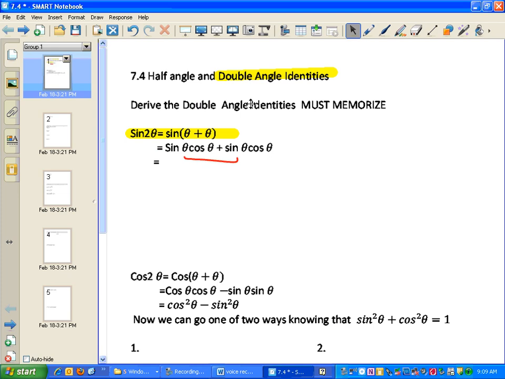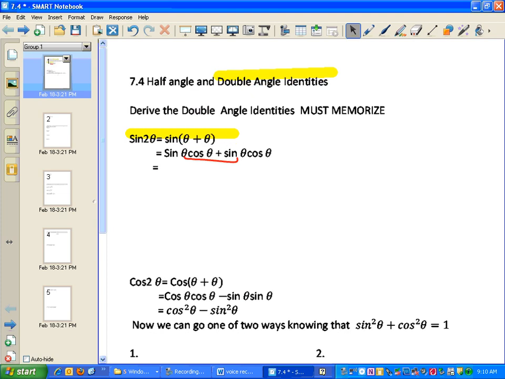If we're going to use our algebra, how would we consolidate these two? What would this be? So if I give you xy, let's do it this way. If I give you xy plus xy, what does that give you? 2xy. So if I give you 1 sine theta cosine theta plus 1 sine theta cosine theta, what do I get?